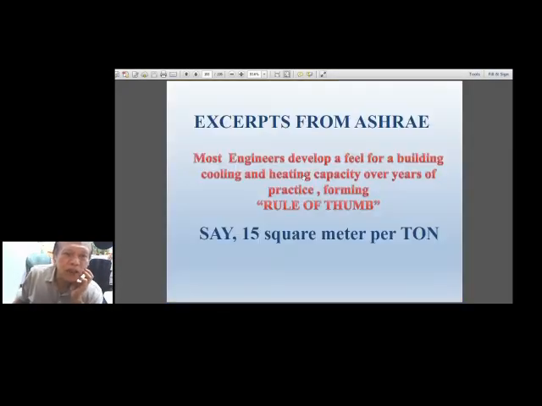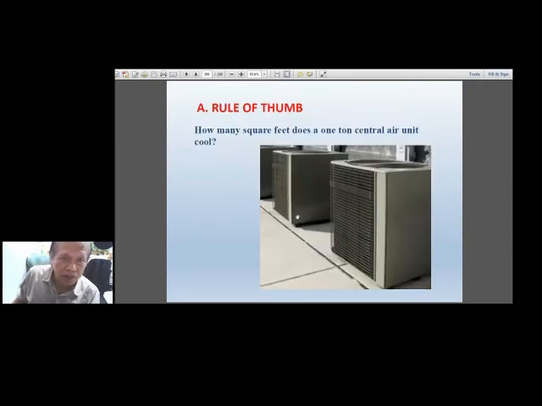Ito, mas maganda to. Air conditioning. So, ito yung shortcut na ina-adapt natin. Most engineers develop a feel for building cooling and heating capacity over the years. Ang rule of thumb na ginagamit ni Engineer Diaz, at ito na rin ang ina-adapt ko, is 15 square meter na kwarto, standard height na 8 feet high, up to 3 meters high na ceiling, basta 15 square meters, 1 ton of refrigeration. So madali mo malaman kung anong ilang horsepower yung capacity niya.